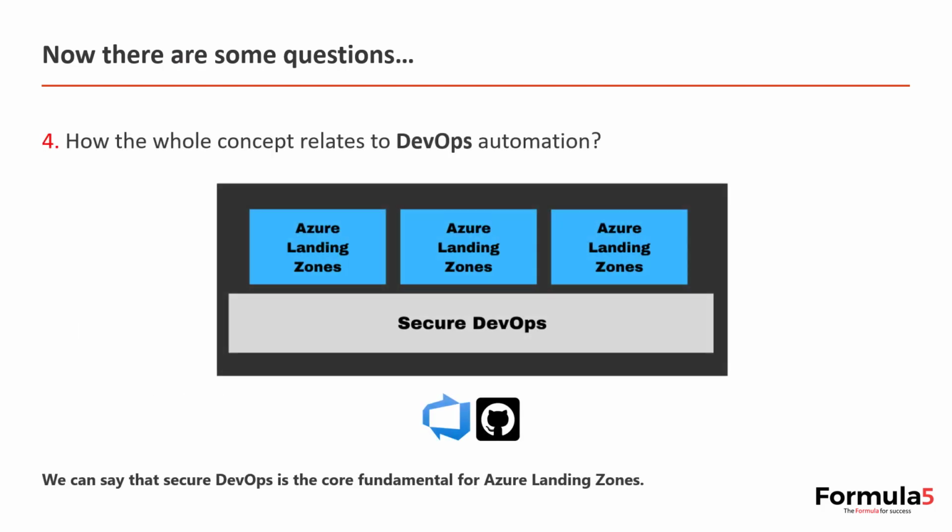Okay, so I think it's time to just discuss a little bit how the whole concept relates to DevOps automation. Because when we talk about Azure Landing Zones, I think it's tightly connected to secure DevOps. And at the beginning, Jack, we mentioned that Azure Landing Zones enable creating consistent Azure environments, utilizing configuration kept as a source code. So we utilize infrastructure as code approach. So in this case, I think we can truly say that secure DevOps is the core fundamental of Azure Landing Zones. So let's talk more about Azure Landing Zones implementation on the next slide.